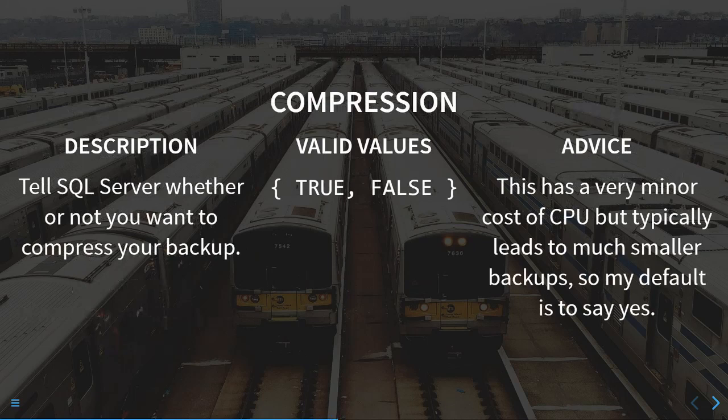And the final attribute, I lied about there being 4, compression, true or false, whether or not you want to compress your backup. There's a minor CPU cost for backup compression. It is very minor. So minor that I've never actually noticed it to be significant, but technically it is there. But it does lead to much smaller backups. So my default is to say yes. Now, there are possible cases where backup compression may cause a problem. And in the event that backup compression is slower for you, don't use it.